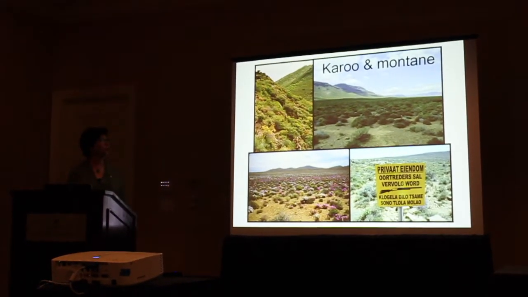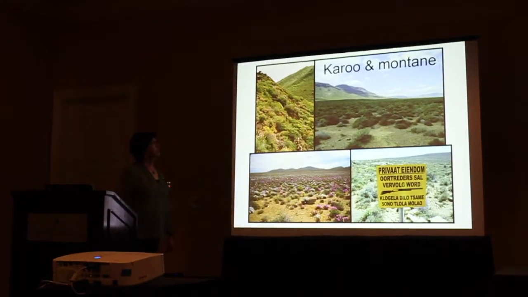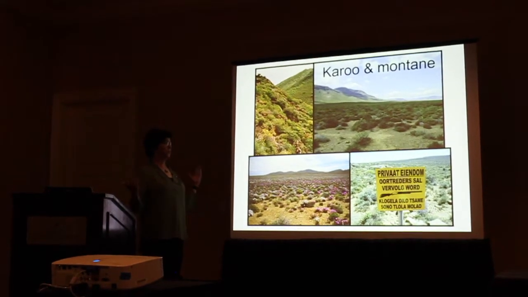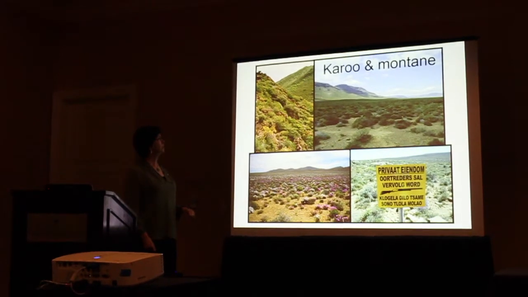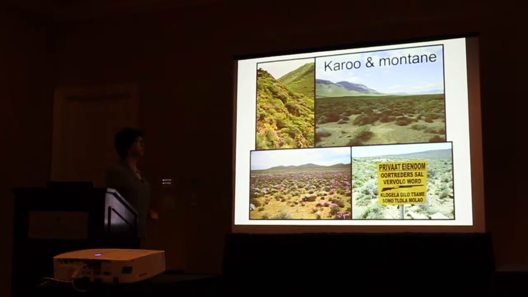Several species occur in desert habitats. The Karoo is a typical succulent desert. There's several different types of Karoo vegetation across South Africa, and there's a lot of mountain ranges in southern Africa.